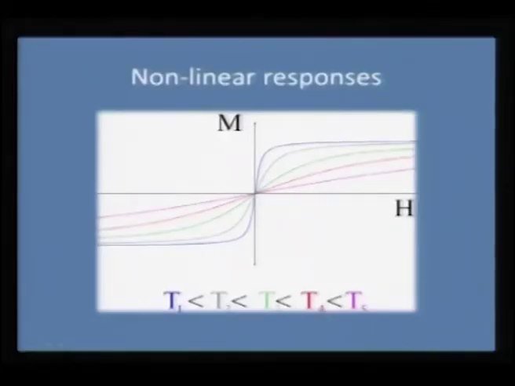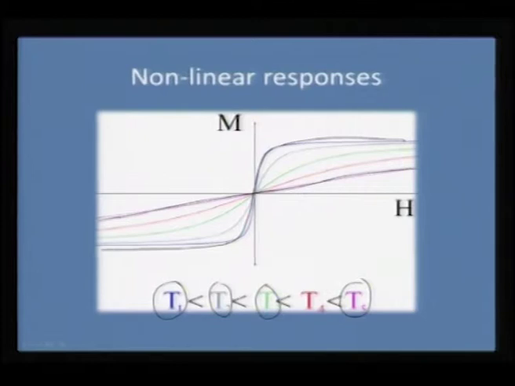So, in general, magnetic materials show a non-linear response if they are really magnetic, and suppose your temperature T1 is less than T2, less than T3 and T5, for example. At high temperatures, you would see a response like this, whereas at low temperatures you would see a very clear magnetic behavior, and therefore, they are always non-linear with respect to temperature.